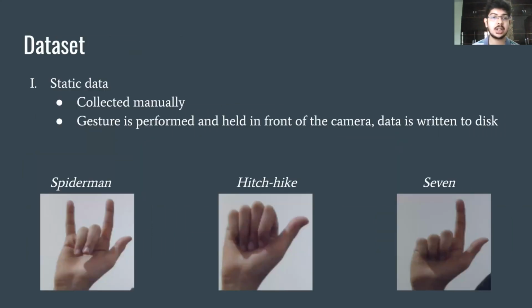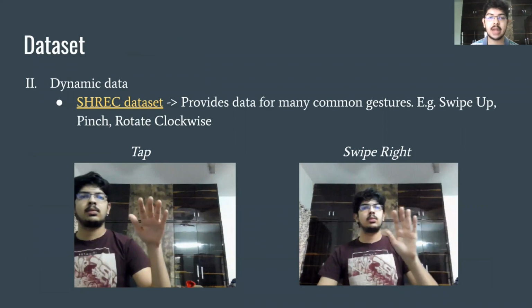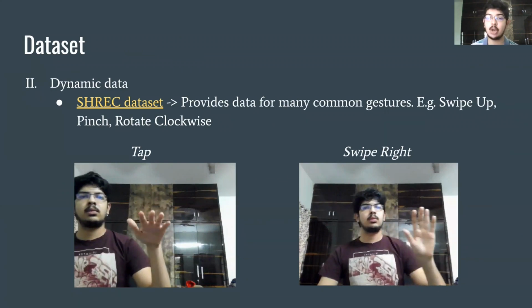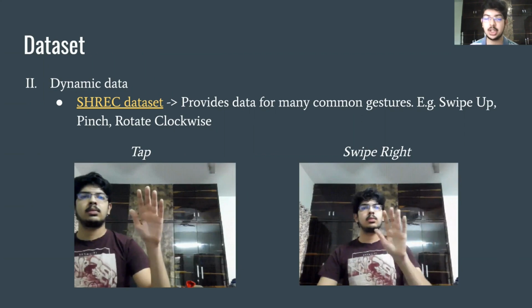Before we get to the gesture recognizer, let's talk data sets. For static gestures, the data is collected manually. The gesture is performed and held in front of the camera, and the data is written to disk, giving us a simple data set. For dynamic gestures, we make use of a data set known as Shrek. It provides data for many common dynamic gestures, such as swipe up, pinch, rotate clockwise. Two GIFs here demonstrate two gestures that are in Shrek.